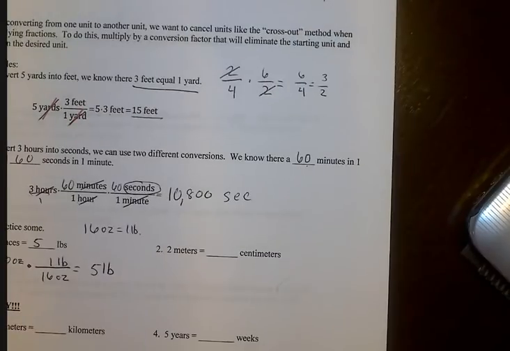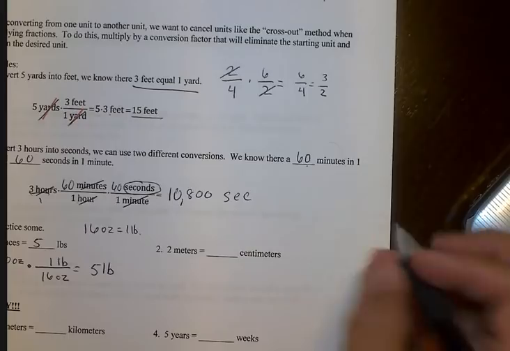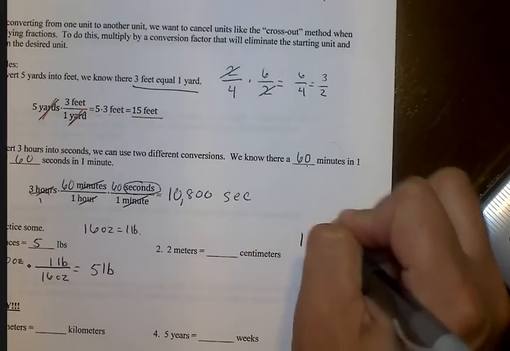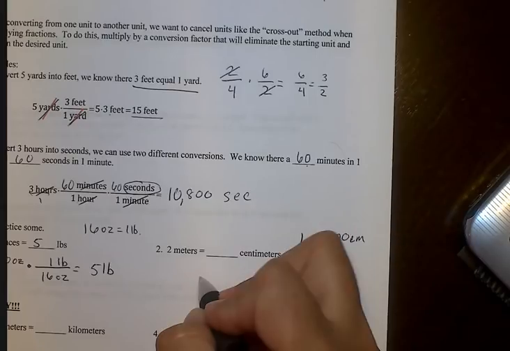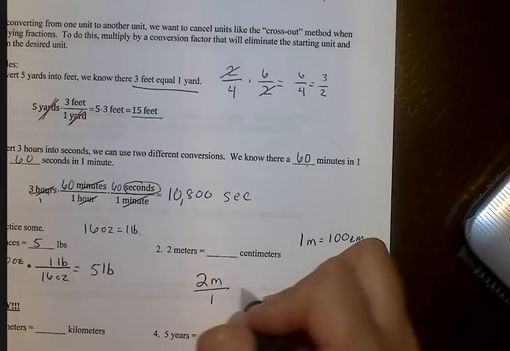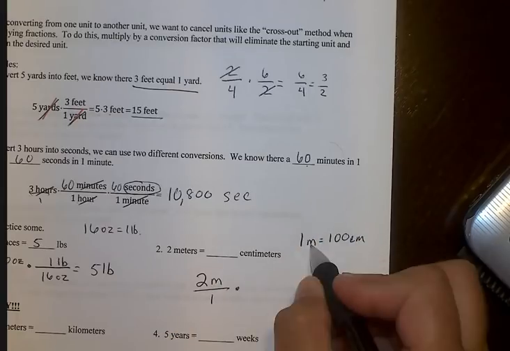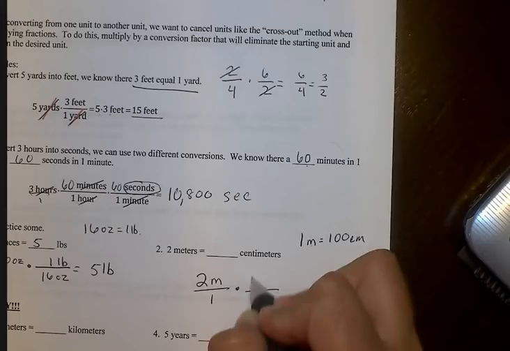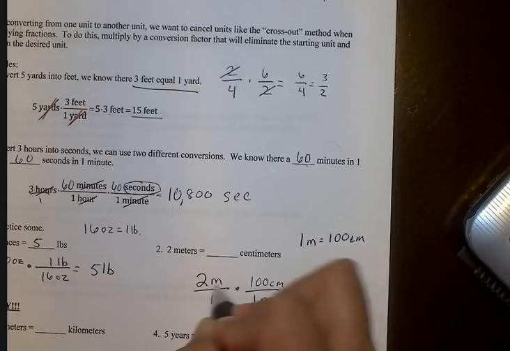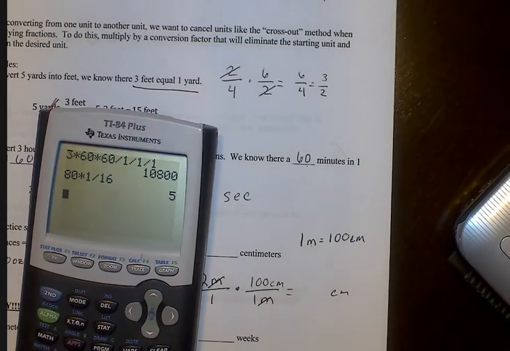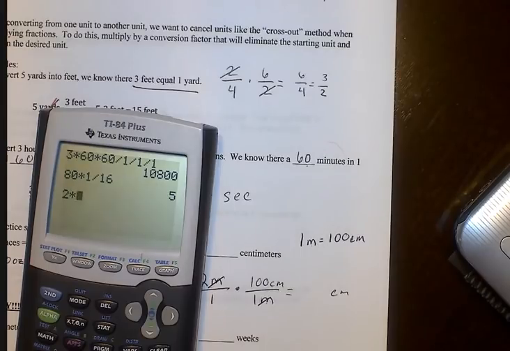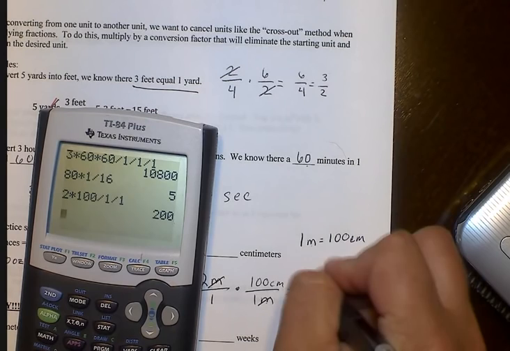Okay, next one, I have meters to centimeters. 1 meter equals 100 centimeters. I'm going to start off by writing 2 meters on the top, and I want to multiply that by meters on the bottom. Centimeters are going to go on top. These cancel and I'm left with what I want in my final answer, centimeters. So I multiply across the top and divide by anything on the bottom: 2 times 100 divided by 1 divided by 1 equals 200 centimeters.